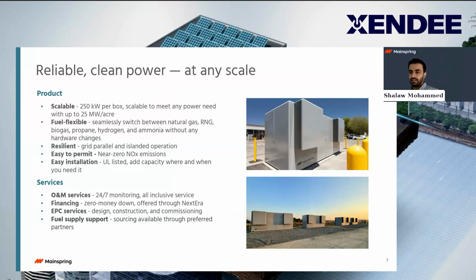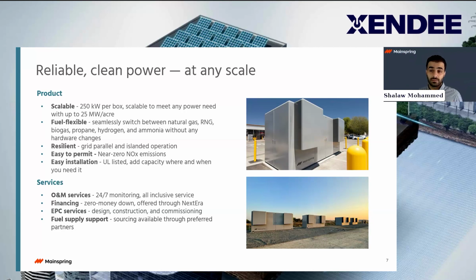So with that being said, what do we offer within Mainspring? We offer 2 things, obviously. First, we offer a product, and then we offer some services along with it. The product is a 250 kW linear generator that is scalable. So you can have a 250 kW linear generator on site, or you can have 25 megawatts, you can have 250 megawatts. You just need to scale them up, add as many units as you want. This is packaged inside an ISO container, so it's relatively easy to install.